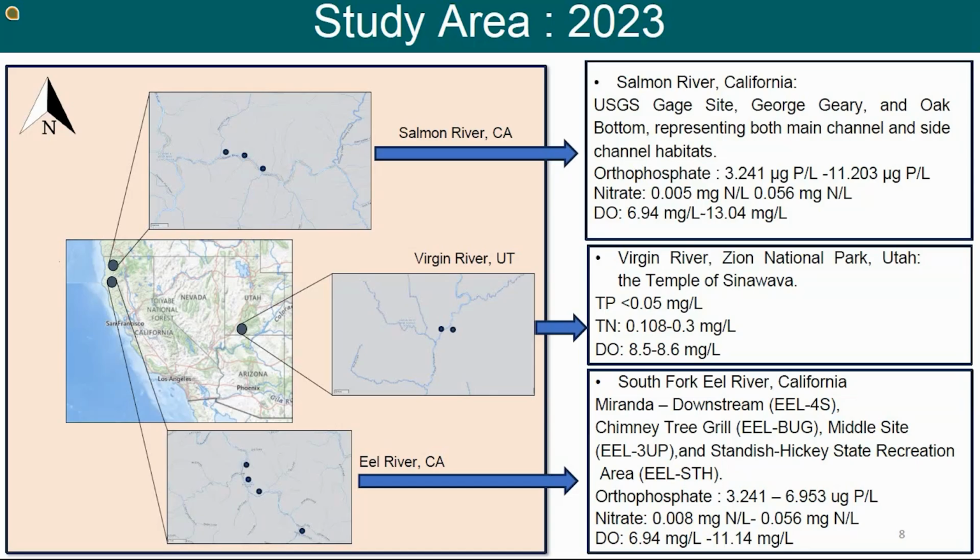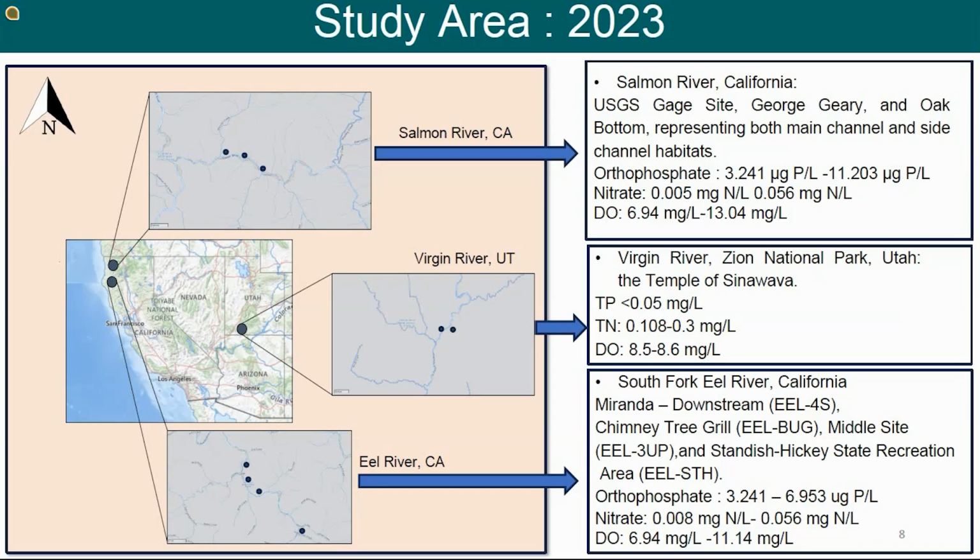In Eel River, we sampled 4 different locations covering upstream, downstream, and also open and shaded regions. If we talk about the nutrient content, we see that nitrogen and phosphorus were both low across all 3 river systems, and these rivers can be classified between oligotrophic and mesotrophic. So now we understand the nutrient context.